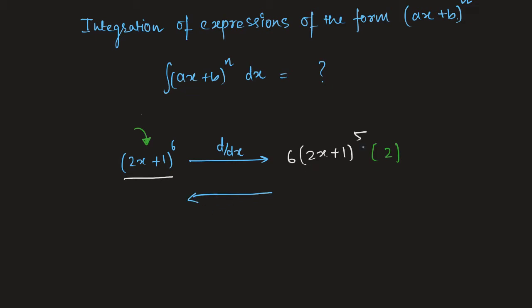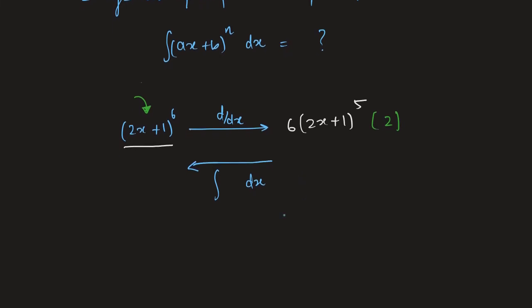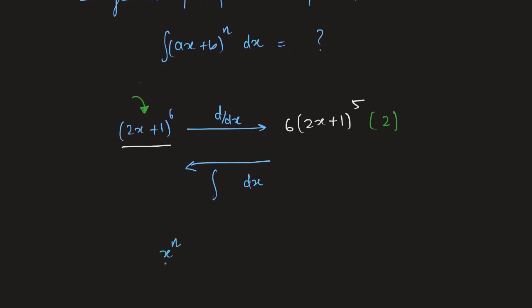Now, as integration is anti-differentiation, the reverse process of differentiation, if we integrate this expression with respect to x, we should get back the original function. In integration we also know this concept: if we have x to the power n and integrate it with respect to x, the value is x to the power n plus 1, whole divided by n plus 1, plus c. Let's apply this logic here.